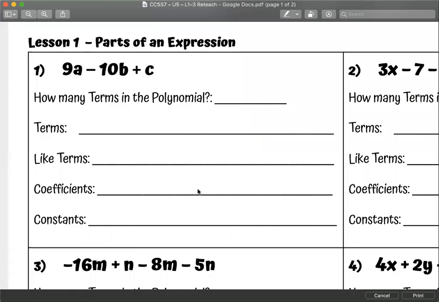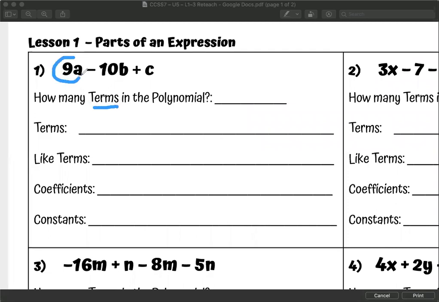All right, so we are going to look at a review of lessons 1 through 3 of our expressions unit, starting off with lesson 1, which is parts of an expression. So first thing we're looking at here is how many terms are in the polynomial. So those are things that are split up by the plus or minus signs. So we've got 9a, we've got negative 10b, and we've got c. So there are 1, 2, 3 terms here.